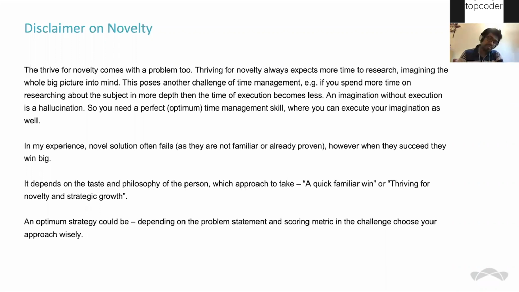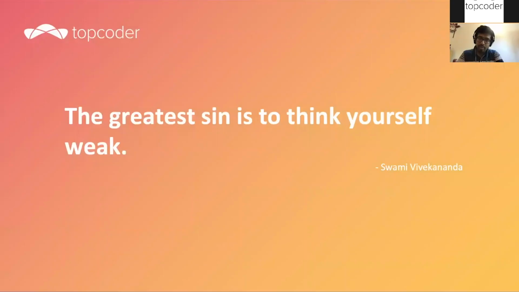So that I believe. And in my opinion, an optimum strategy could depend on the problem statement and the scoring metric as well, which is a key feature in Topcoder problem statements, because you need to understand the scoring metric, on which metric you will be judged every time. You just need to read it twice, thrice, until you have a clear understanding of what the scoring criteria is. And then choose your path, whether you do a quick win with a small amount of time, or you give a whole lot of time to try for novelty, to put that novelty into your solution. So that's the disclaimer on the novelty part.